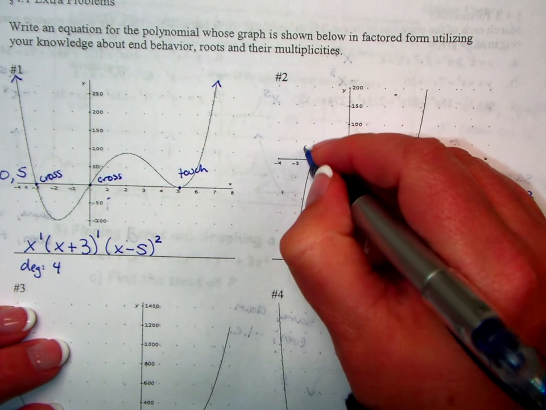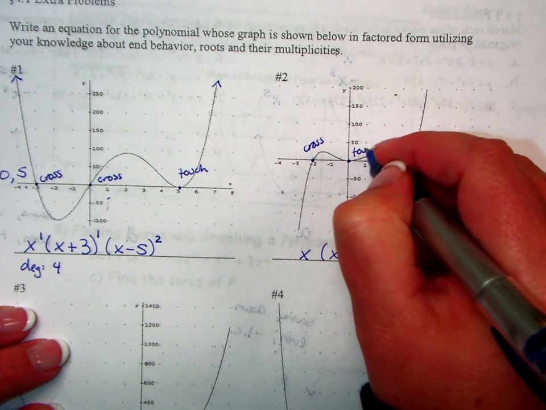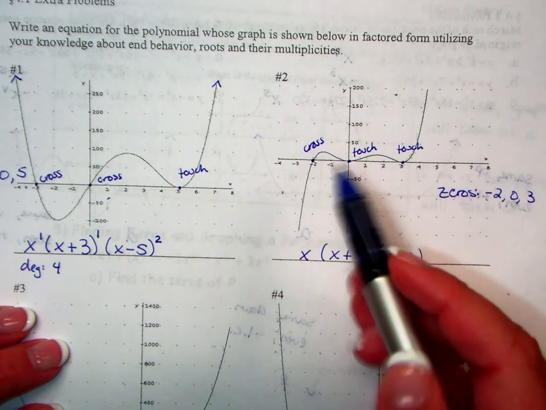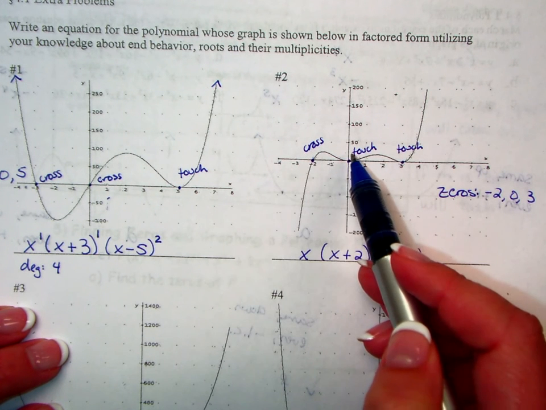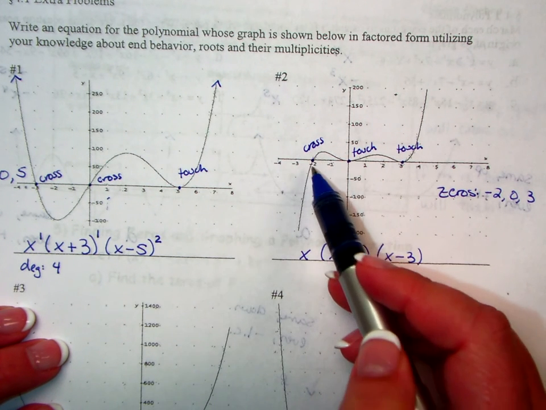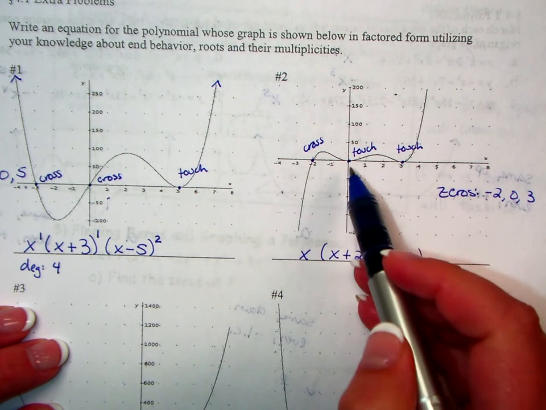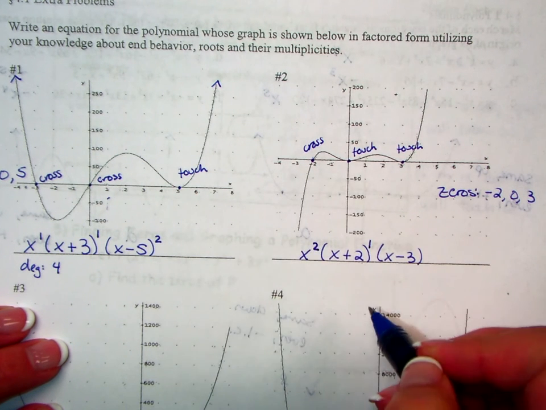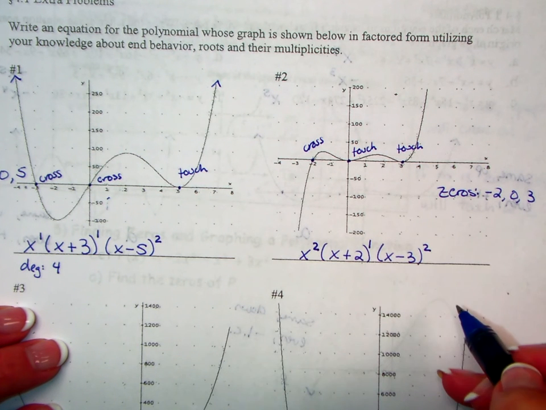At -2, the graph is crossing. At 0, the graph is touching. At 3, the graph is touching. Right? So crossing means it's odd. Touching means it's even. So at the x plus 2, I'm going to put an odd multiplicity. At 0, I'm going to put an even multiplicity, so I'm going to put a square there on the x. And at x minus 3, I'm going to put an even multiplicity.